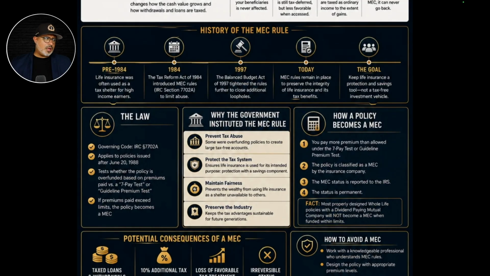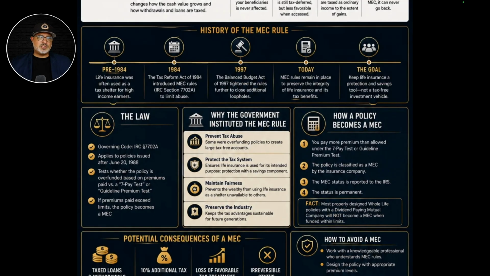So the law, again, the governing code is IRS Code 7702A. It applies to policies issued after June 20th, 1988, and it tests whether the policy is overfunded based on premiums paid versus a 7-pay test or guideline premium test. If premiums paid exceed the limits, the policy becomes a MEC.